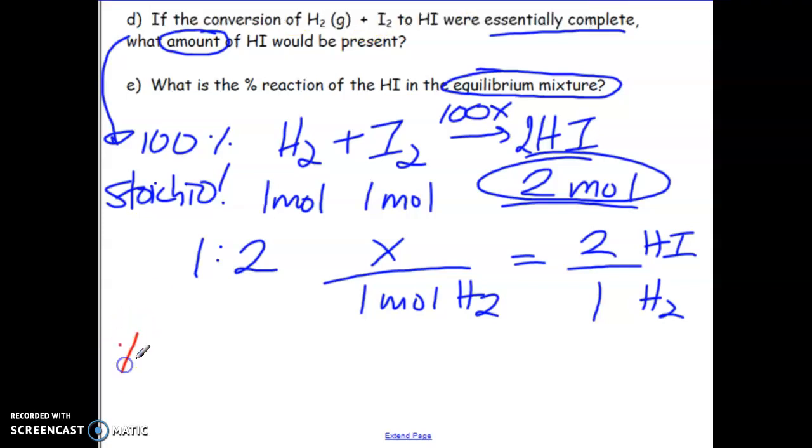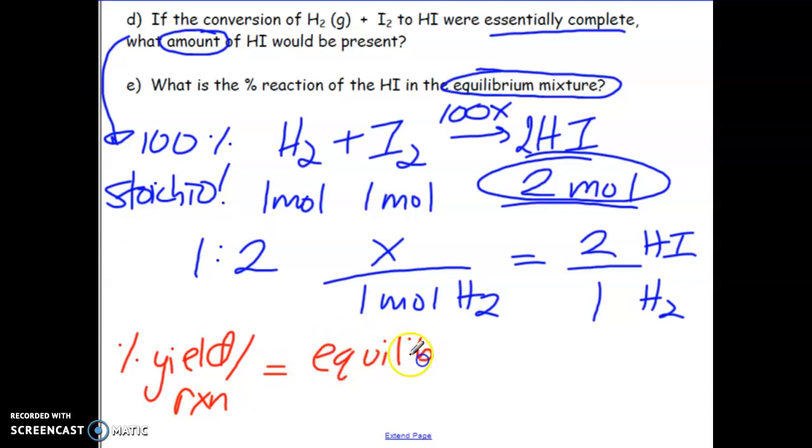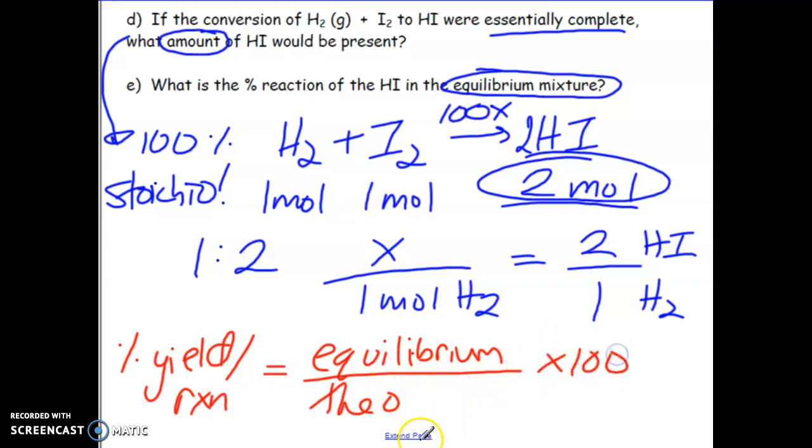So the percent yield or percent reaction is essentially the equilibrium yield over the theoretical yield, which is essentially your stoichiometry yield, times 100.